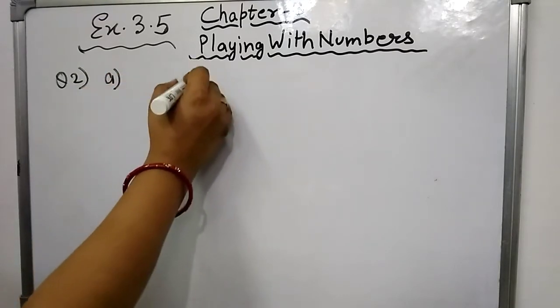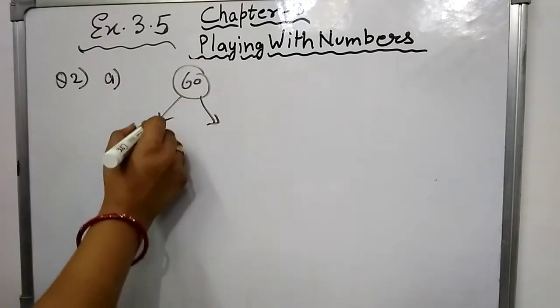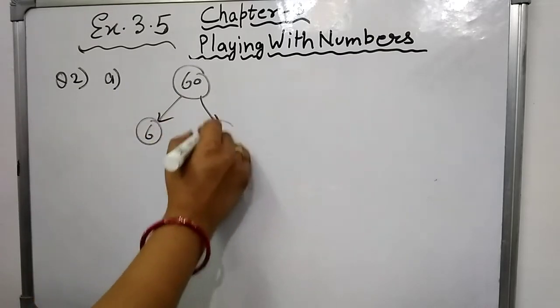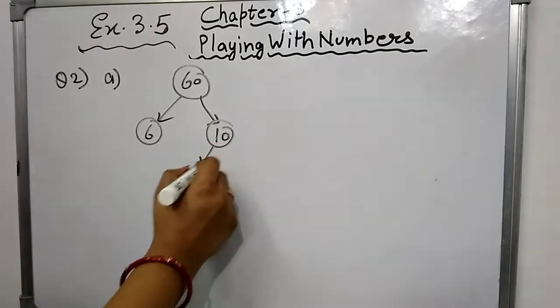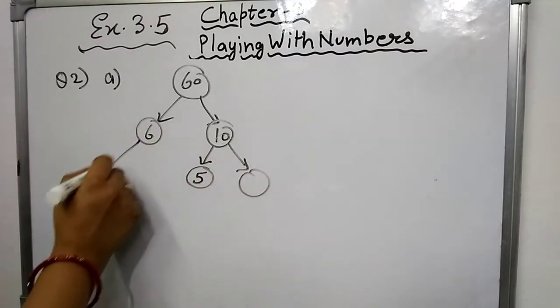So first factor tree is 60. Next two factors are 6 and 10. Then here it is written 5. You have to write this missing factor.